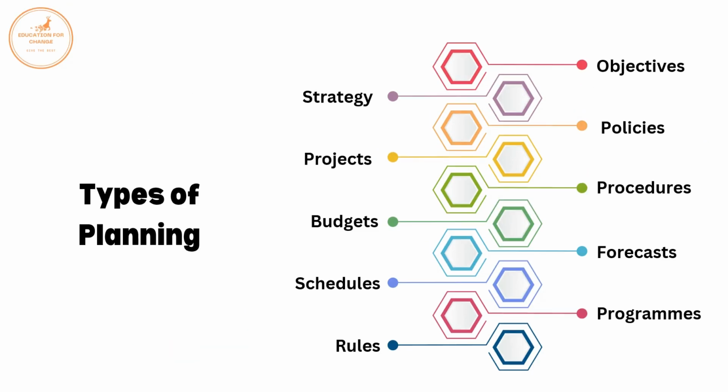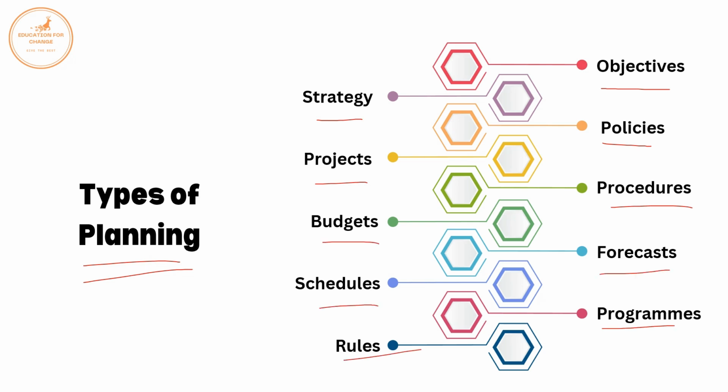Now we are going to the types of planning. There are various types of planning: objective, strategy, policy, project, procedures, budget, forecast, schedule, programs, and rules. So first of all, we are concentrating on the objective.